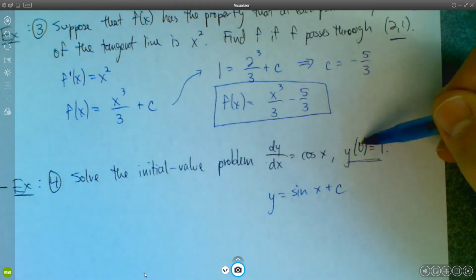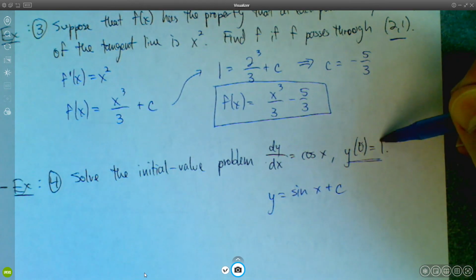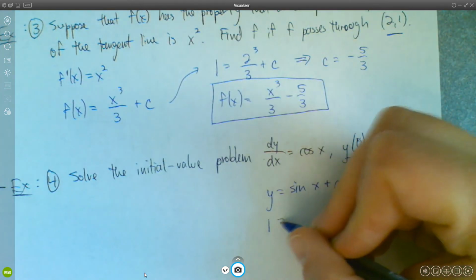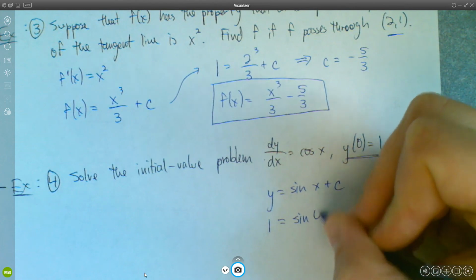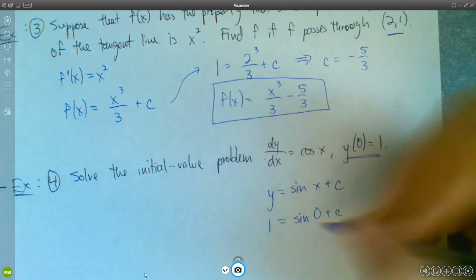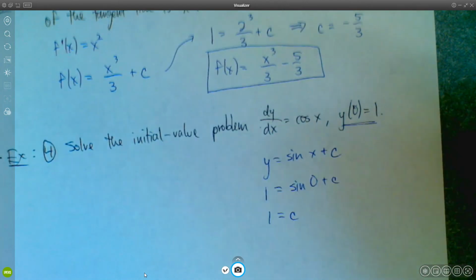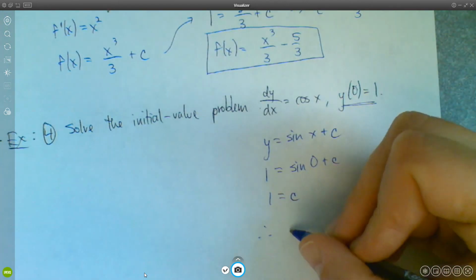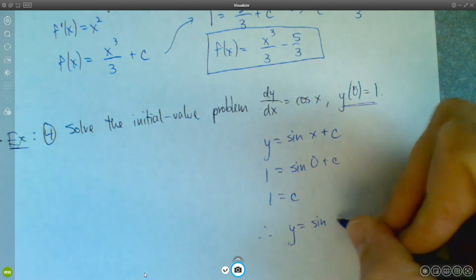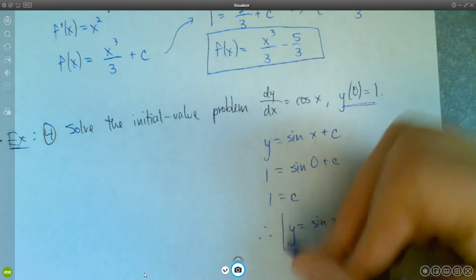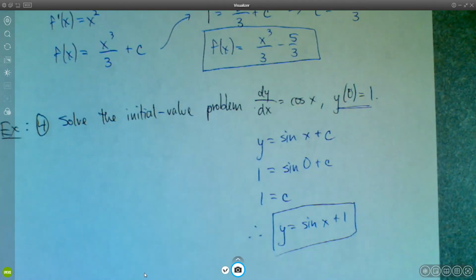Now when we plug in 0 for x, we should get 1 for y. So we have 1 equals sine 0 plus c. Well, sine of 0 is just 0, so we get 1 equals c. And therefore, y equals sine x plus 1. And there's the solution to that initial value problem. Okay, so that's it. That's all I wanted to say for this section.